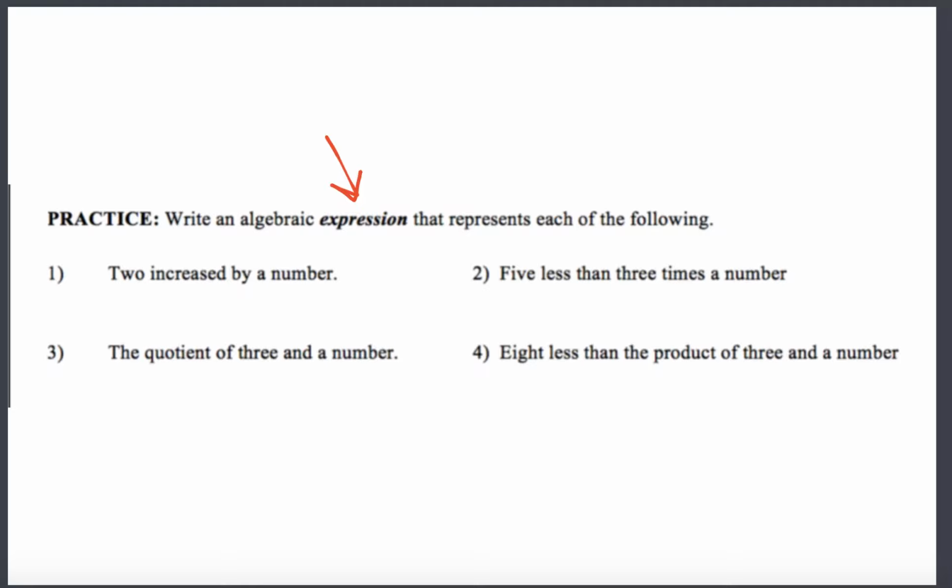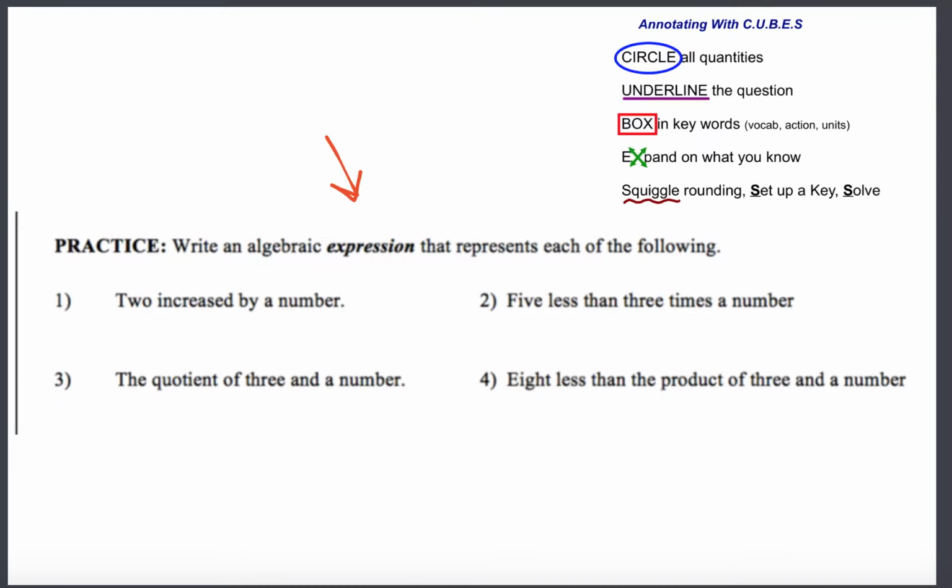I'm going to use that annotation strategy, CUBES, to help break down these problems. So first I look to circle any quantities or numbers. So here I see the number 2 increased by a number. We don't know what that number is, but it is a number, so I'm circling it. The question we're asked is to write an algebraic expression. That's going to be the same for 1, 2, 3, and 4.